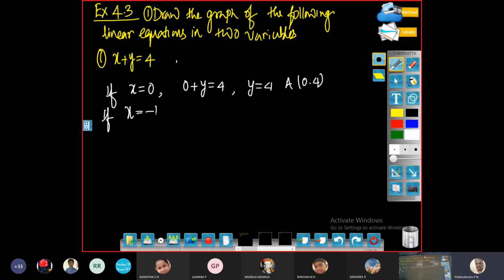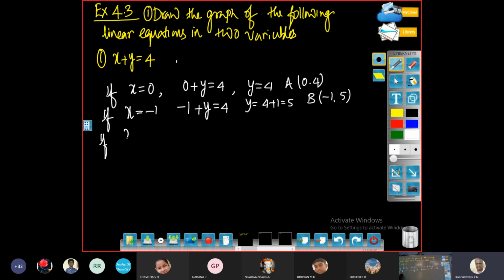Similarly, if x is equal to minus 1, then what happens to the y value? Let us substitute in this equation. Minus 1 plus y is equal to 4. Transfer this minus 1 to the right side. So y is equal to 4 plus 1, which is equal to 5. Point B you can write as minus 1 comma 5.